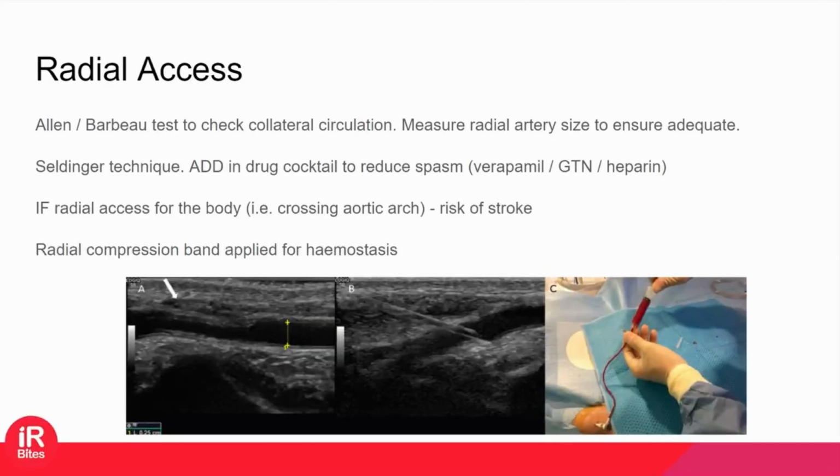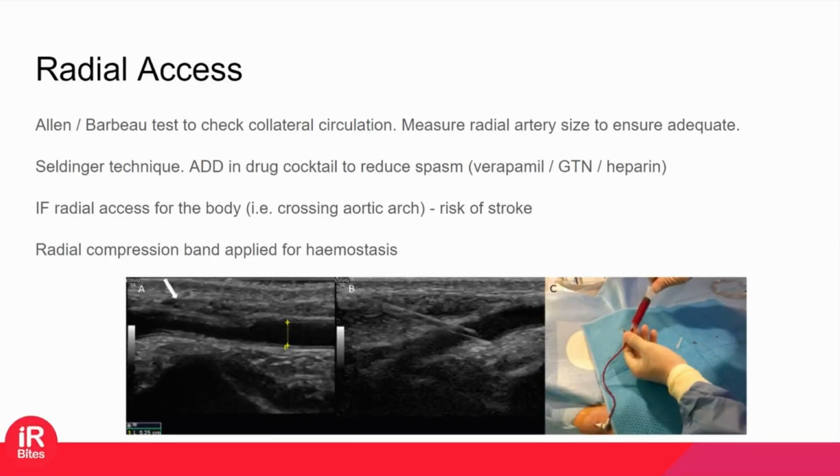And you do the procedure, and then when you want to close the radial artery, they use something called a compression band. It's just to provide pressure, and they release it slowly. It saves you having to push for so long. So that's what you do in order to put pressure on the vessel and stop any bleeding when you take the stuff out.